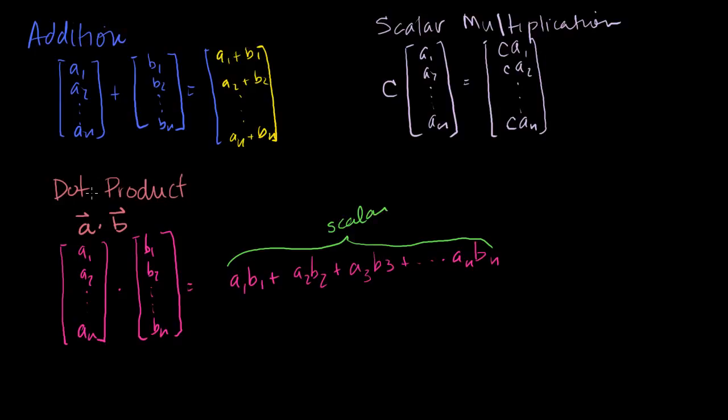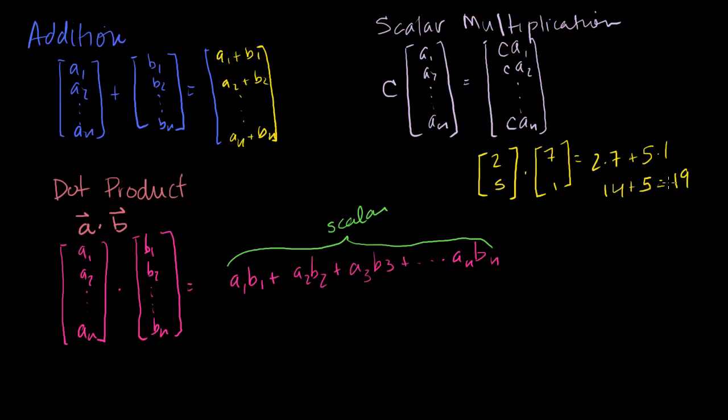So in the dot product, you multiply two vectors, and you end up with a scalar value. Let me show you a couple of examples, just in case this was a little bit too abstract. Let's say that we take the dot product of the vector 2, 5, and we're going to dot that with the vector 7, 1. Well, this is just going to be equal to 2 times 7 plus 5 times 1, or 14 plus 5, which is equal to 19. So the dot product of this vector and this vector is 19.